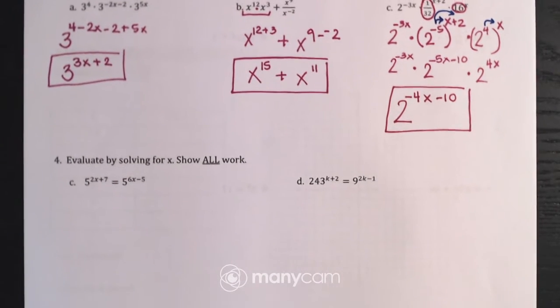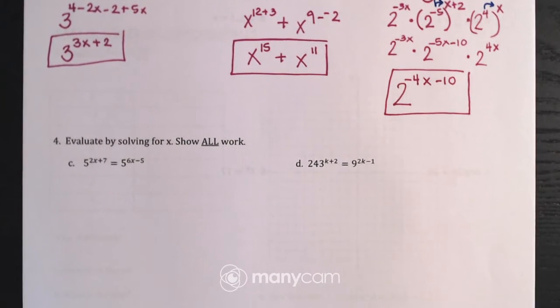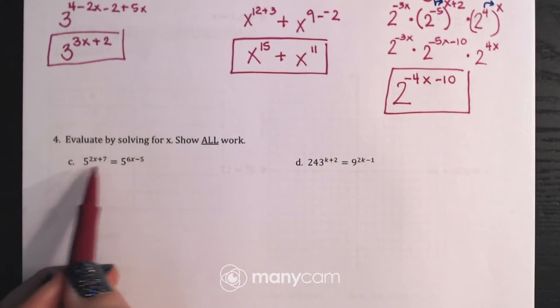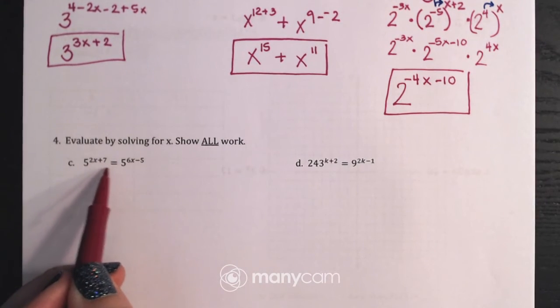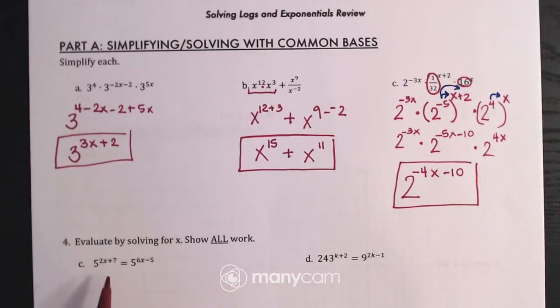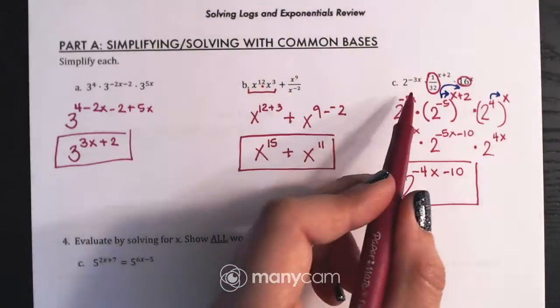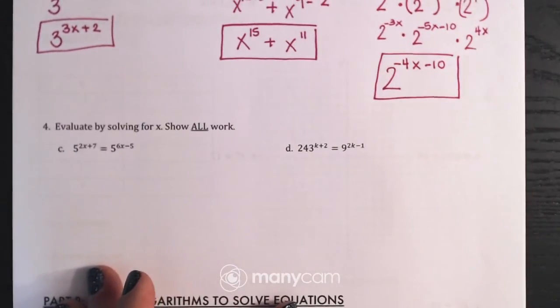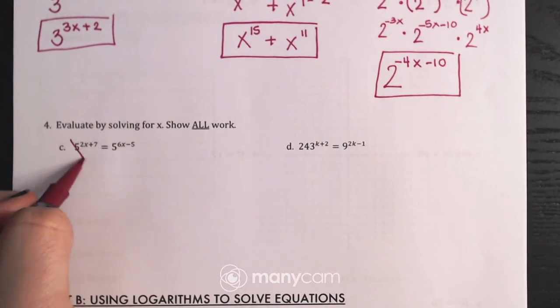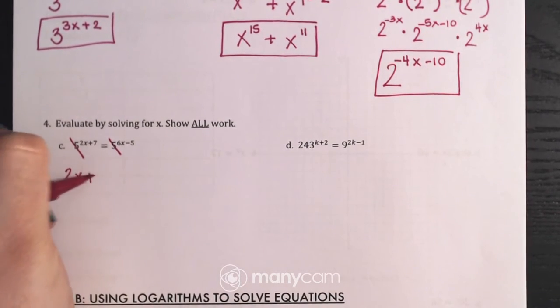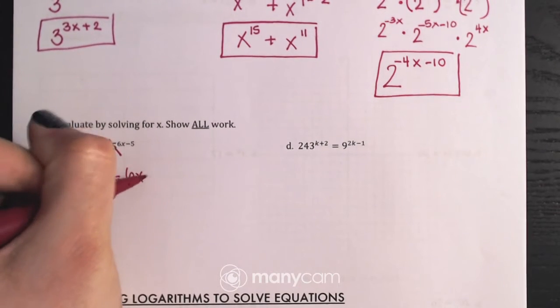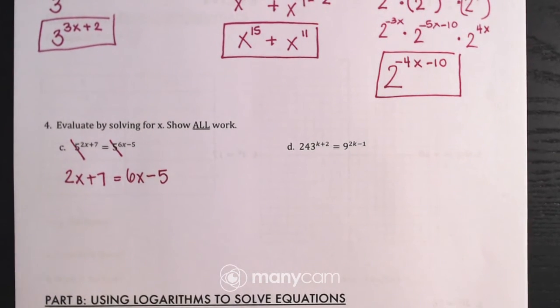Last thing here are a couple of problems where I'm actually solving with common bases. So the first one, I already have the same base, so these are the ones we like because there's an equal sign. Notice no equal sign in these first three. If I have an equal sign here and I have the same base, then I am allowed to cross off the bases and just deal with the exponents. 2x plus 7 equals 6x minus 5. And now I'm just solving a linear equation.